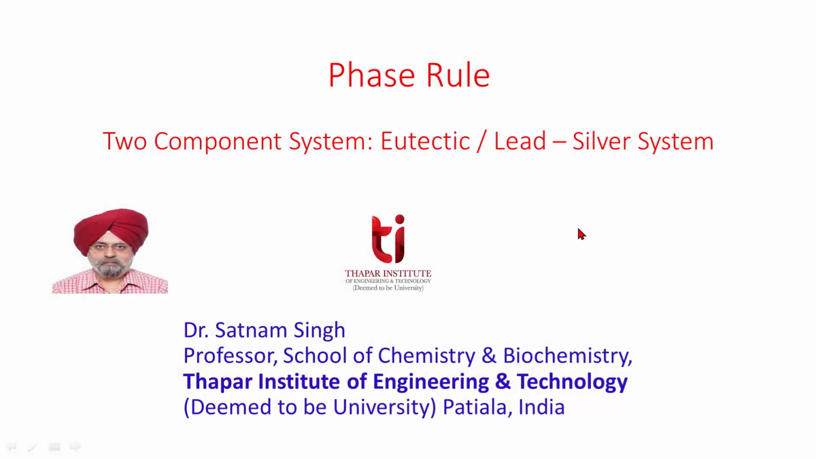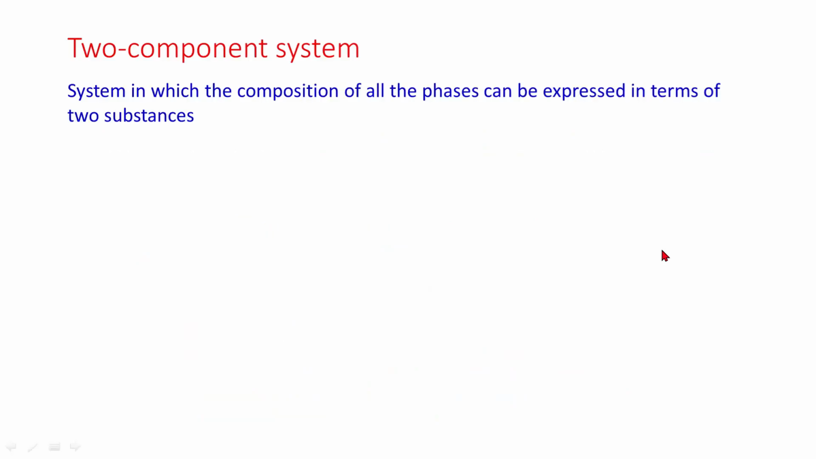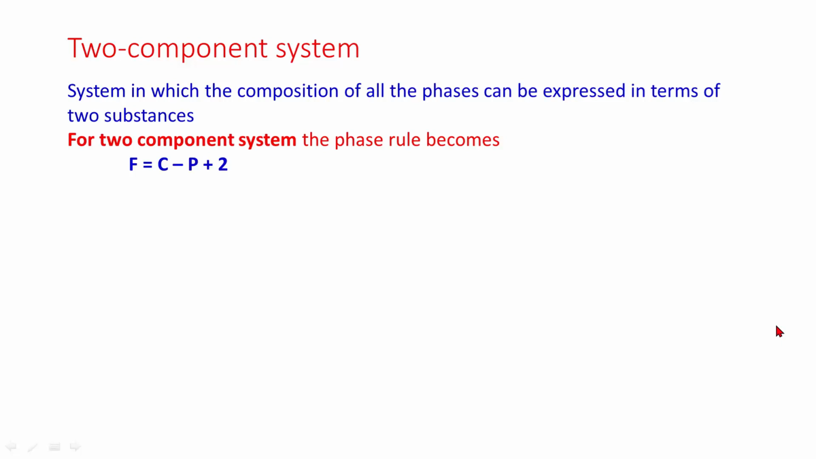Hello, myself Satnam Singh. In this session, we will discuss two component system. A two component system is a system in which the composition of all the phases can be expressed in terms of two substances. For a two component system, the phase rule becomes F is equal to C minus P plus 2 is equal to 4 minus P.